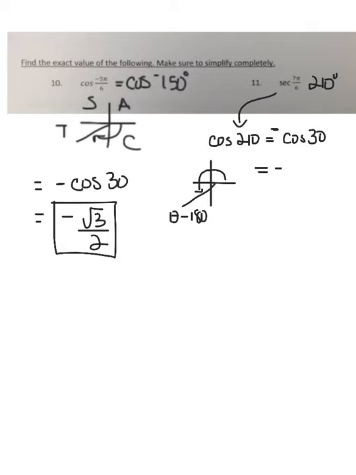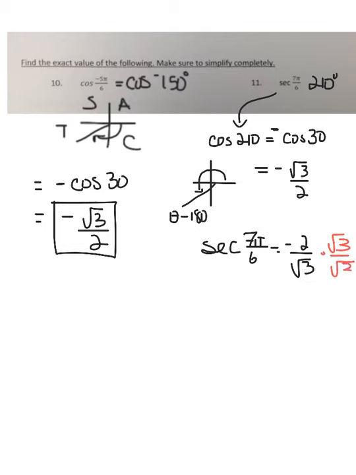So that's going to be negative radical 3 over 2. Now that's for the cosine of 210, but I want the secant. So the secant has to be the reciprocal of that, which would be negative 2 over radical 3. Now, just like in one of the other ones that we did, you're going to have to multiply by that radical 3, because we can't have a radical in the denominator. So my final answer is going to be negative 2 radical 3 over 3.